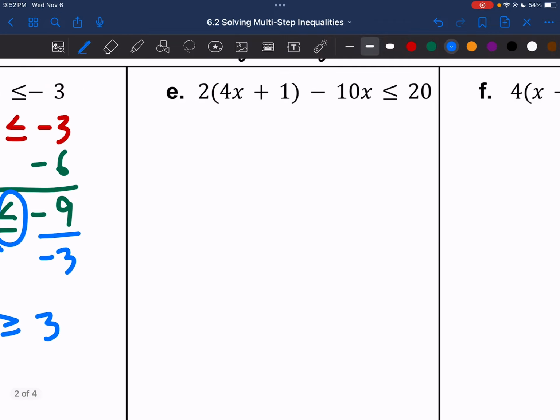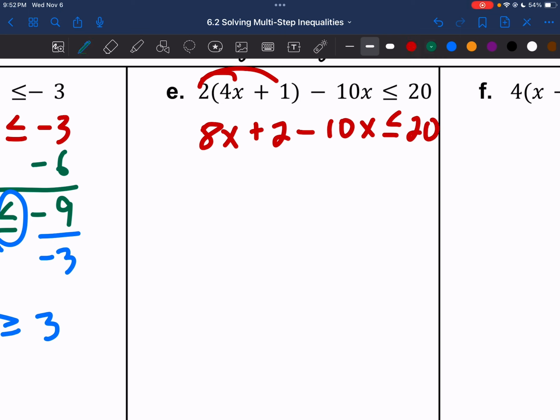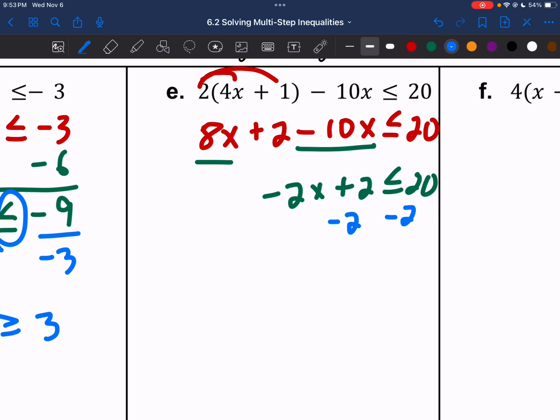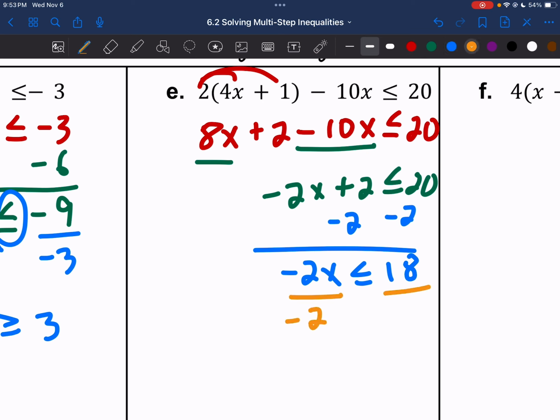Now, letter E. We start with distributive property again. 2 times 4x is 8x. 2 times 1 is 2. We have minus 10x is less than or equal to 20. Combine like terms. 8x minus 10x is negative 2x. Plus 2 is less than or equal to 20. So we subtract 2 from both sides. We get negative 2x is less than or equal to 18. Divide by negative 2. We get x is greater than or equal to negative 9.